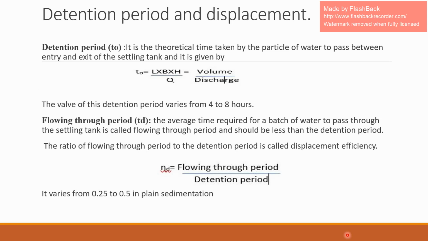The ratio of the flowing through period and the detention time is also called displacement efficiency, and the value should be in between 0.25 to 0.5 in plain sedimentation. So this is nothing but eta d equals the flowing through period divided by the detention period itself.